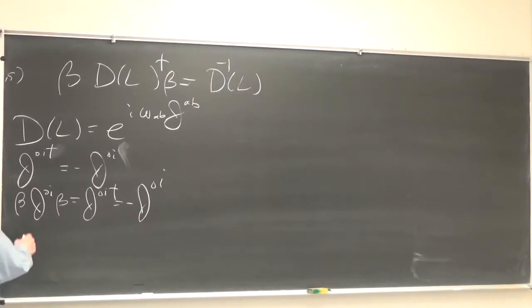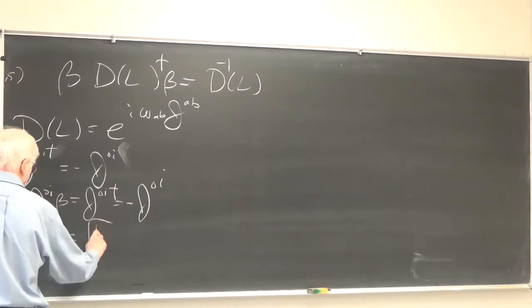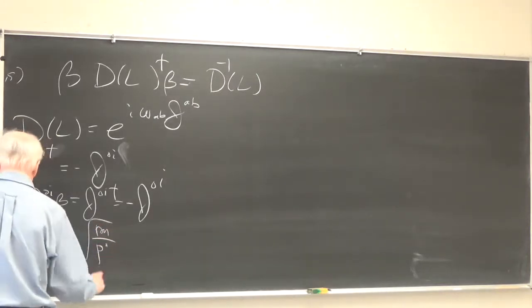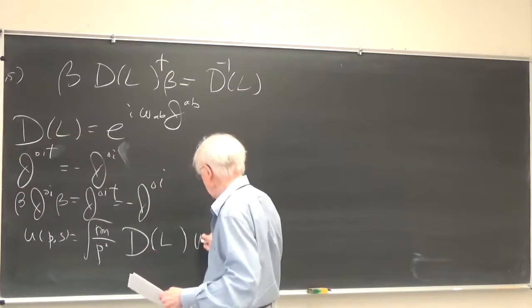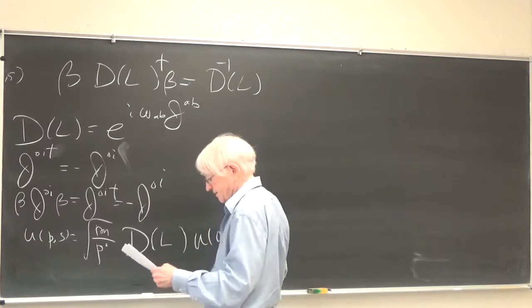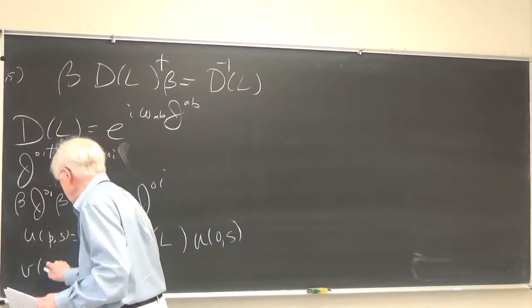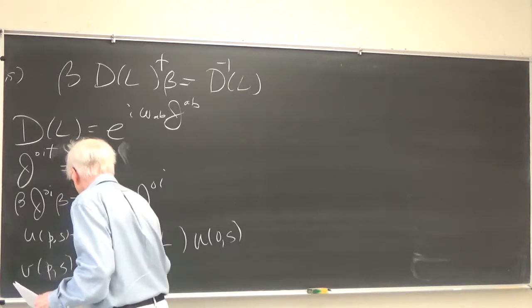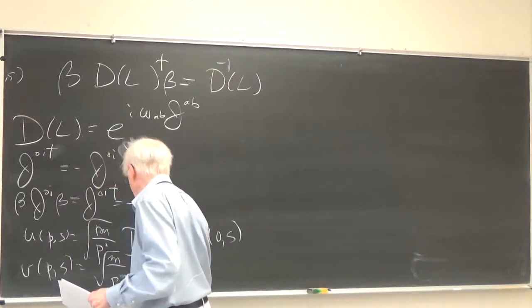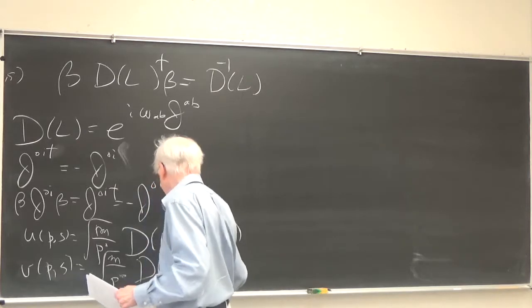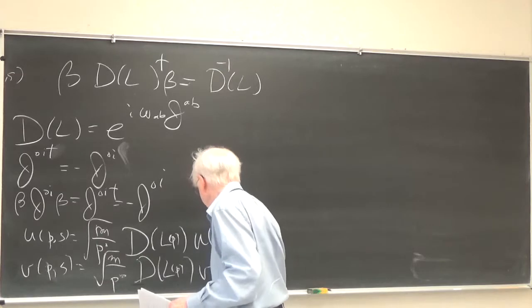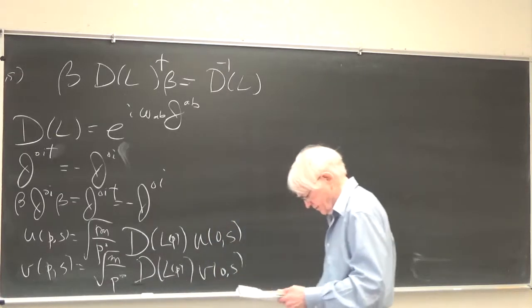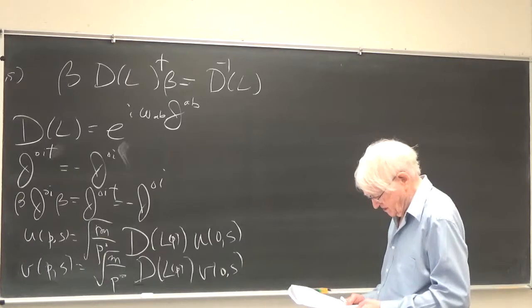Now we remember that the spinors, U of P and S, is square root of M over P0, D of L on U of 0 and S, and also V of P and S is square root of M over P0, D of L of P, V of 0 and S.